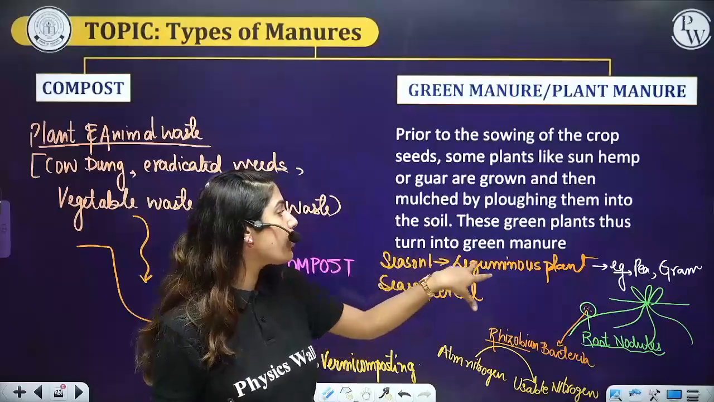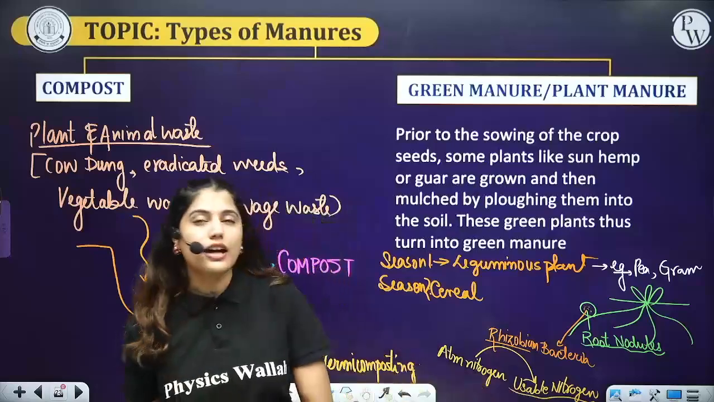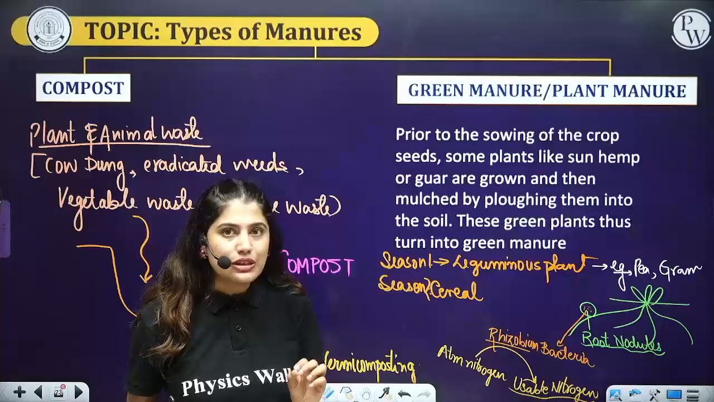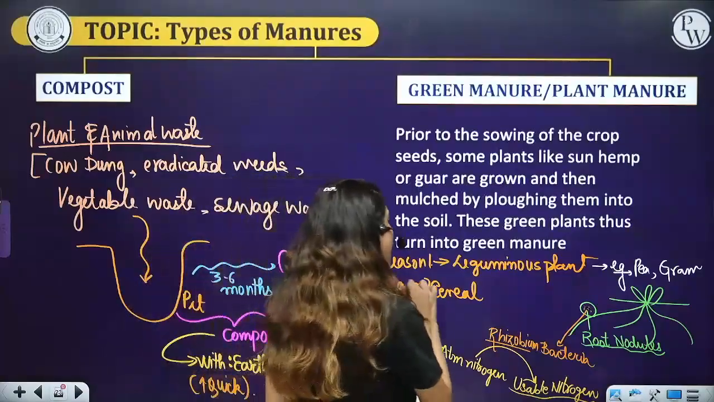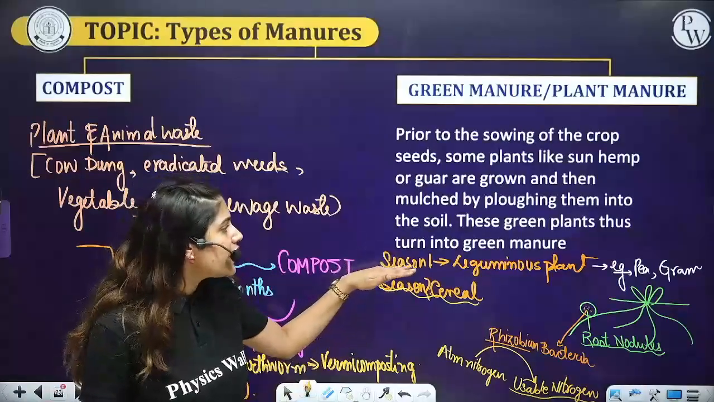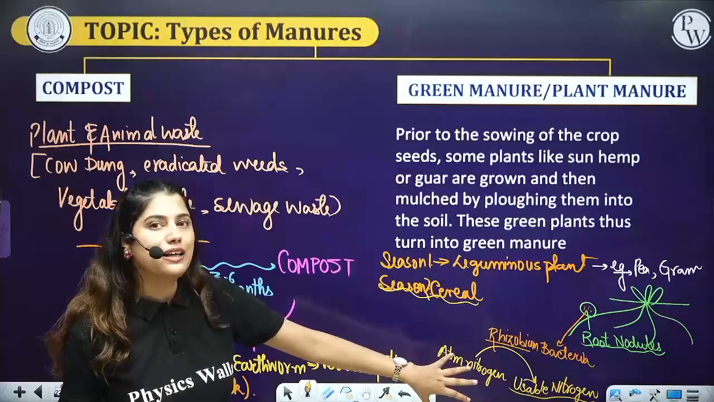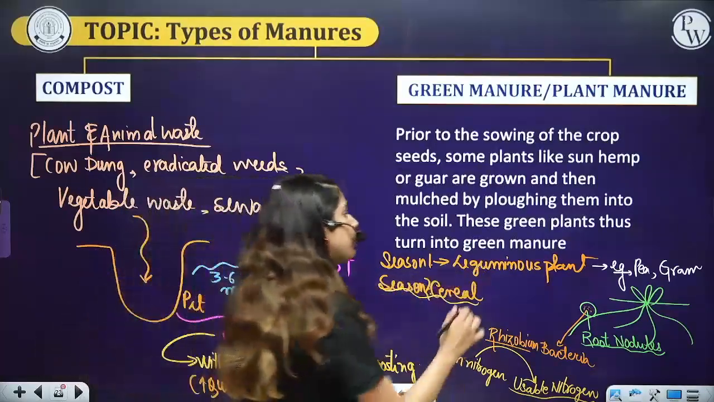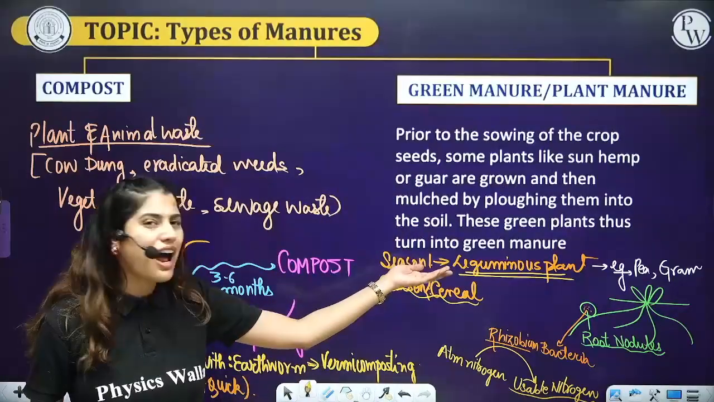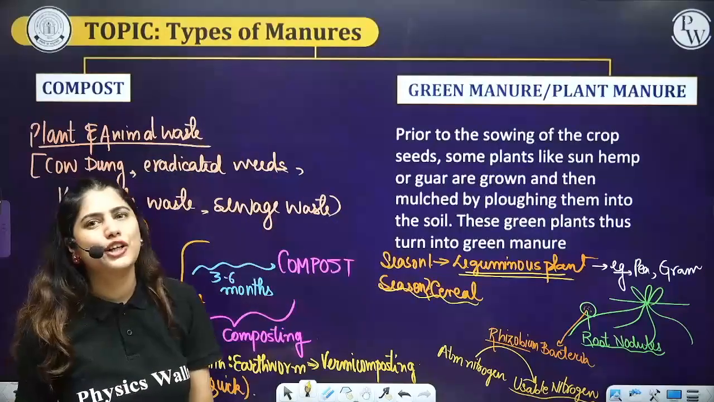So we grow the leguminous plant first so that the soil is enriched with nutrients, and then we can grow our cereals. But where is the manure, ma'am? Once we grow the leguminous plant, the nitrogen has been fixed and is available in the soil. Then we plow these plants into the soil itself, and these plants will die, act as waste, and be converted into manure.